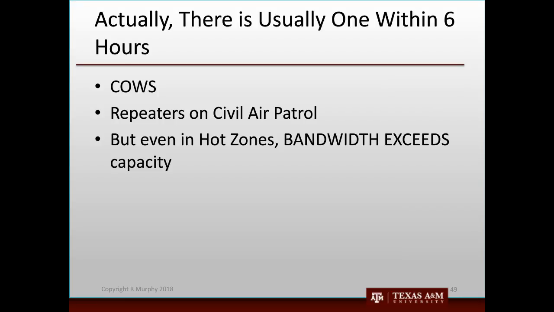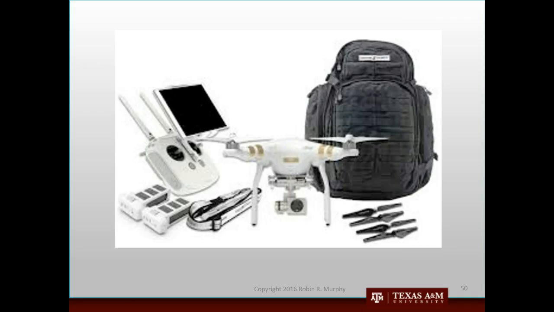FirstNet. But in the meantime, another trick of the trade: as soon as the weather clears up, you put repeaters on the Civil Air Patrol, little Cessnas, and then all the responders in that hot zone can connect to the Wi-Fi through there. You, as a civilian, won't see it, but that's okay. But in the hot zones, the bandwidth still exceeds capacity, even with all of that. So once again, we're talking about these little small UAVs you can buy off of Amazon, with 4K cameras, wonderfully realistic. And now what do you do with it?